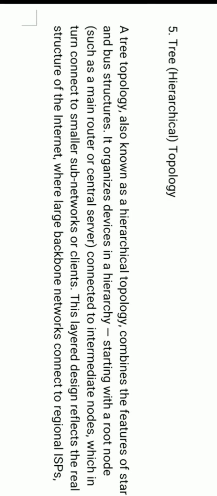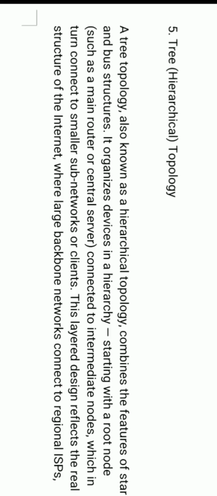Now, let's move on to a very important network structure called the tree topology, also known as the hierarchical topology. Think of a family tree or an organization chart. At the top, we have a main head like your principal. Under the principal, we have vice principals. Under them, we have teachers. Under them, we have students. The same structure is used in the tree topology.